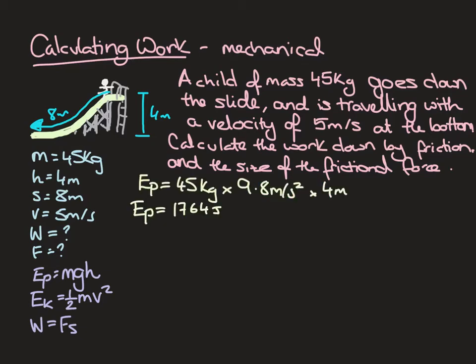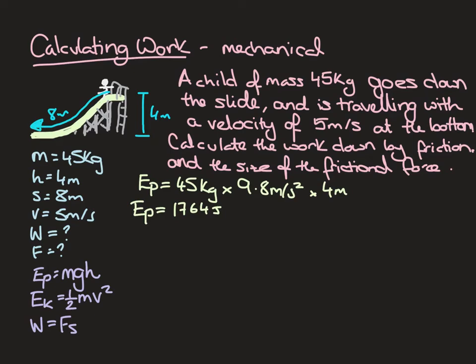So in terms of what we're trying to do here in interpreting the situation, the child at the top of the slide has got a store of gravitational energy. As the child goes down the slide, the energy transfers from the gravitational store into the kinetic store as the child is moving. Now, in this case, not all of the energy that was in the gravitational store is going to go into the kinetic store.